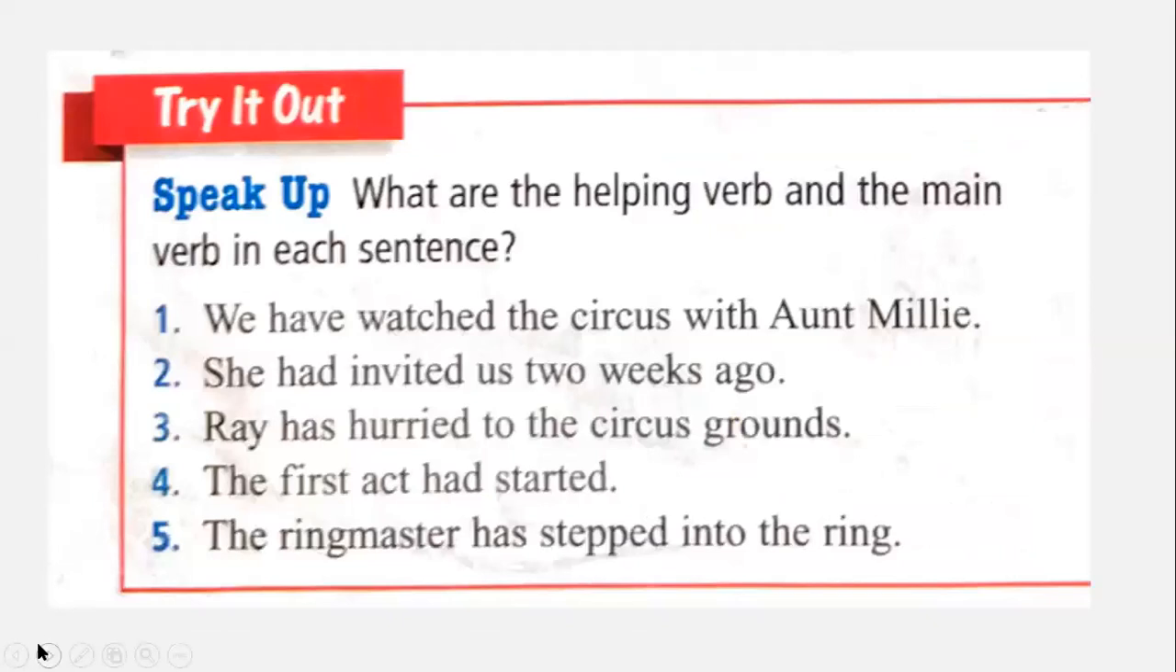Now try it out. And for those of you that have your book, we're on page 110. We're in the try it out section. And it says, speak up. What are the helping verb and the main verb in each sentence? And so we are going to identify the verb phrase, okay? That's all we're doing in this section. So what are the helping verb and the main verb in each sentence? Are you guys ready? Okay. So, number one, we have watched the circus with Aunt Millie.